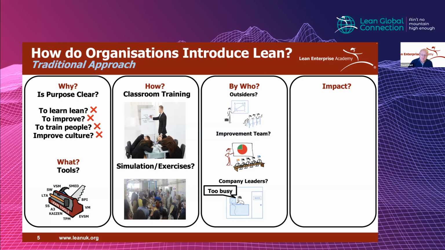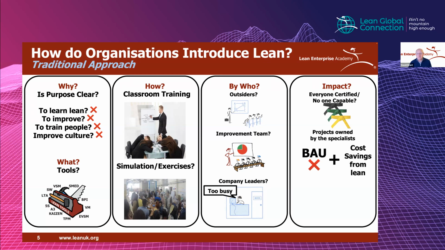It really disappoints me when people actually say that lean doesn't work. You know, what they actually mean is that they haven't really got lean to work. Outsiders doing classroom training to give people belts means everyone's certified and no one's capable. Improvement teams leading implementation often results in projects owned by specialists, not line management. Management systems carry on regardless, business as usual with some metrics on cost savings from lean projects. There's little chance that it becomes the way that we do things.